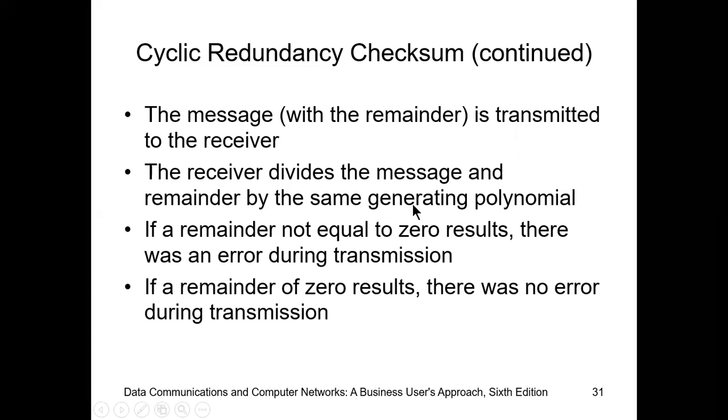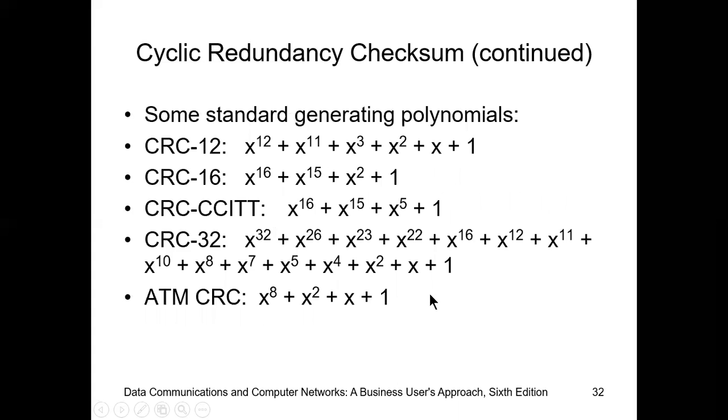So the message is transmitted to the receiver along with the remainder. The receiver divides the message and the remainder by the same generating polynomial. If the remainder is not equal to 0, there was an error during transmission. If the remainder is 0, there was no error in the transmission. So this is the pseudocode, or the algorithm, of how this method works.